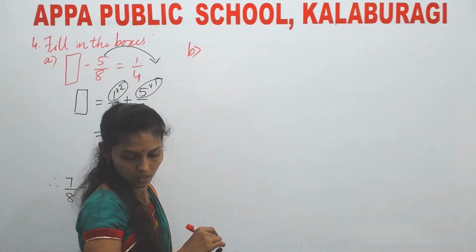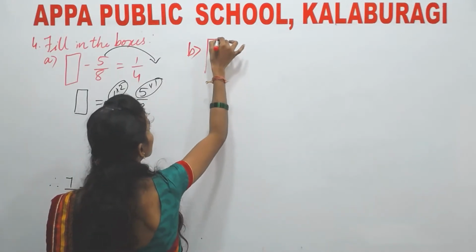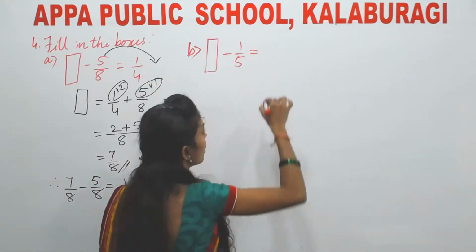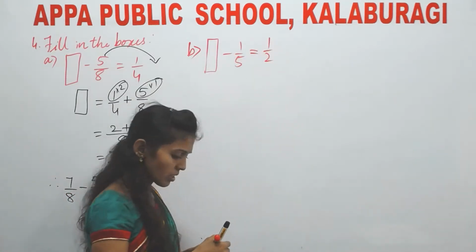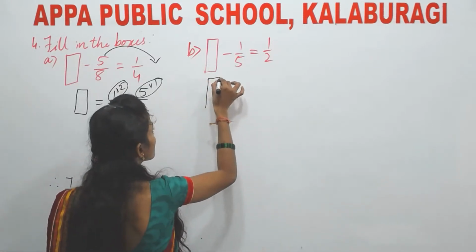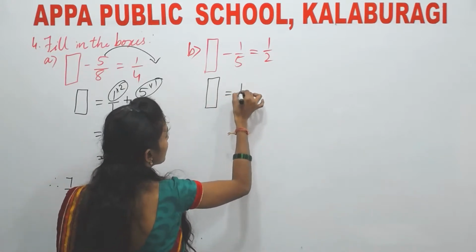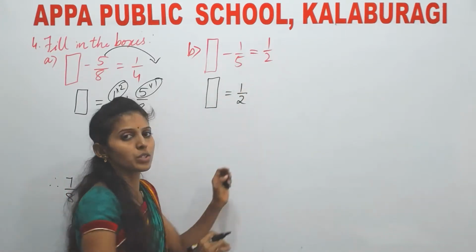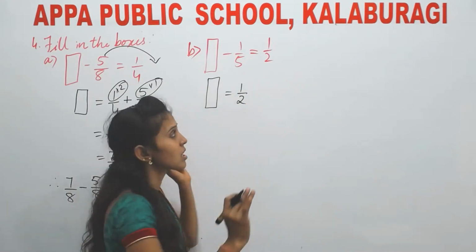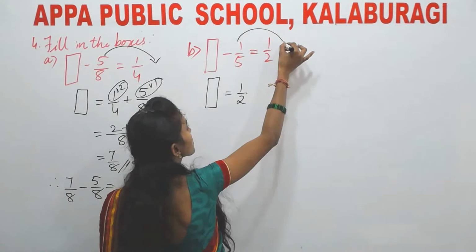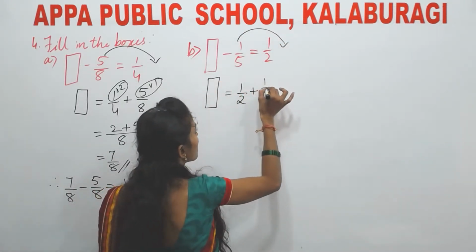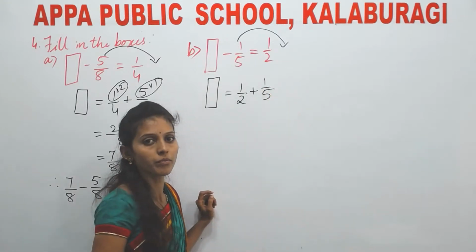B1: box minus 1 by 5 equals 1 by 3. Same way. See, we want the box value. Keep it here only. And the 1 by 3 is on the RHS. We are not going to do anything for that; we are keeping it as it is. We are just transposing this one to this side. So minus 1 by 5 will be plus 1 by 5.